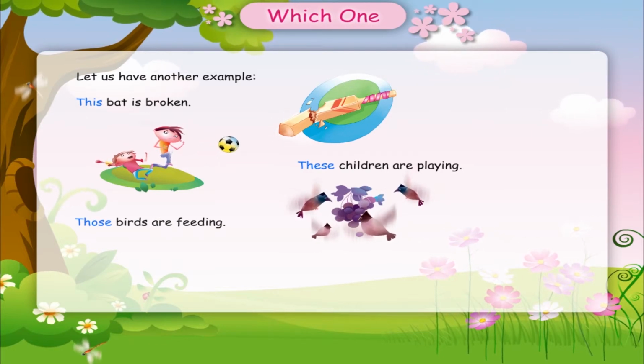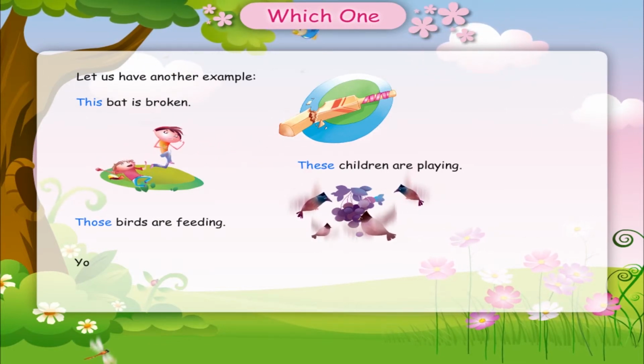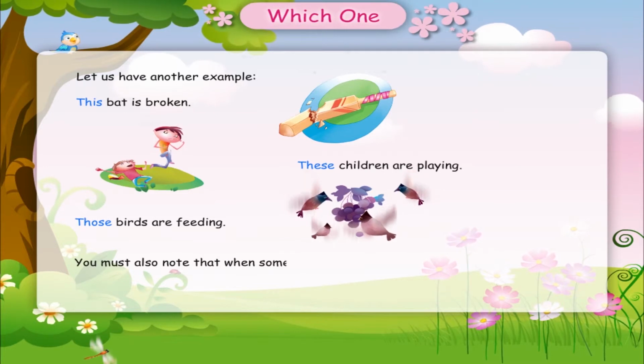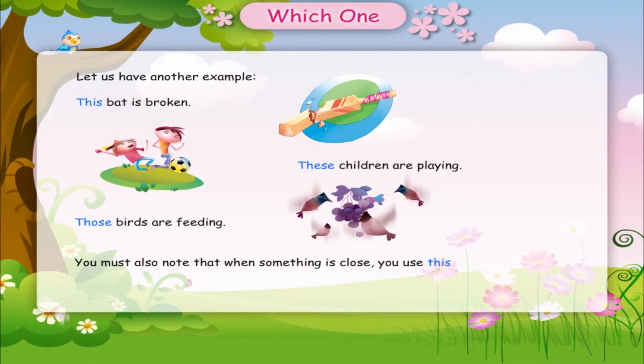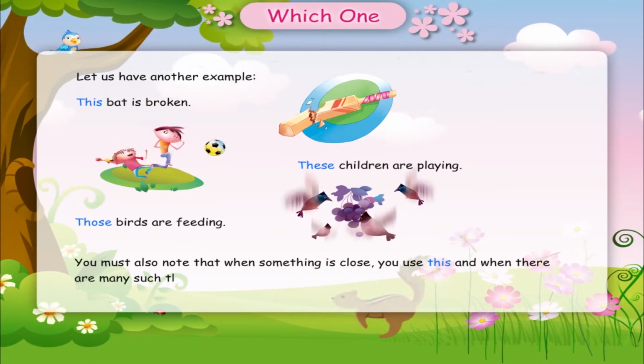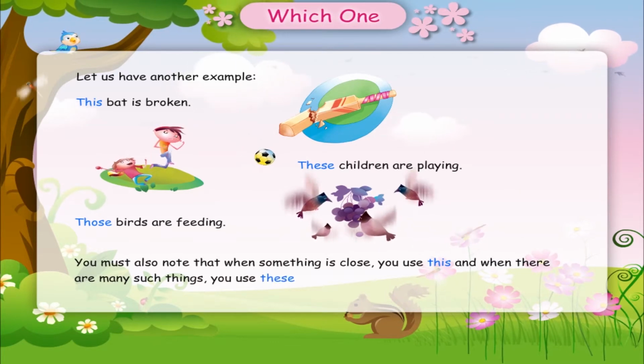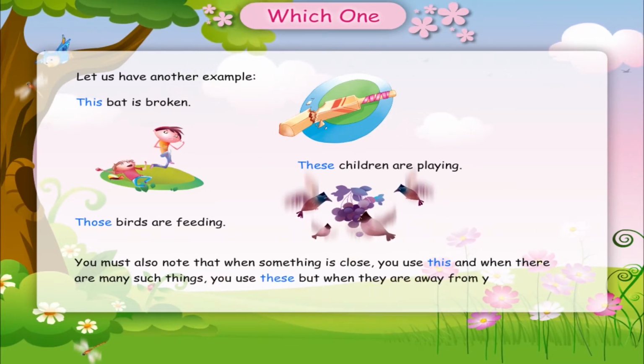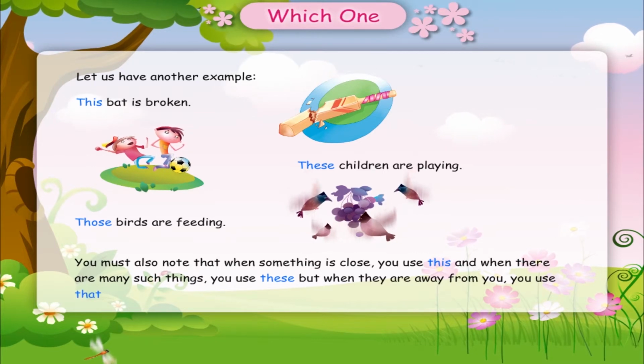Those birds are feeding. You must also note that when something is close, you use this, and when there are many such things, you use these. But when they are away from you, you use that or those.